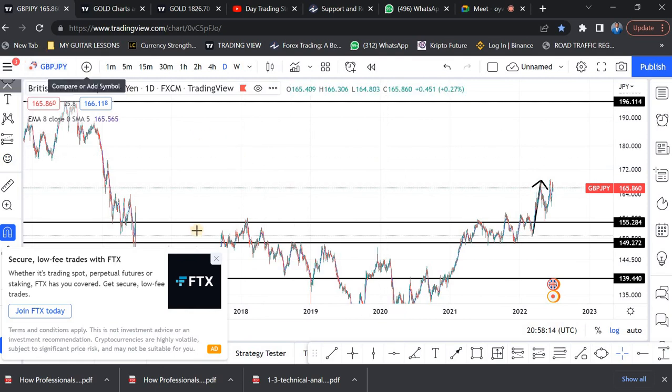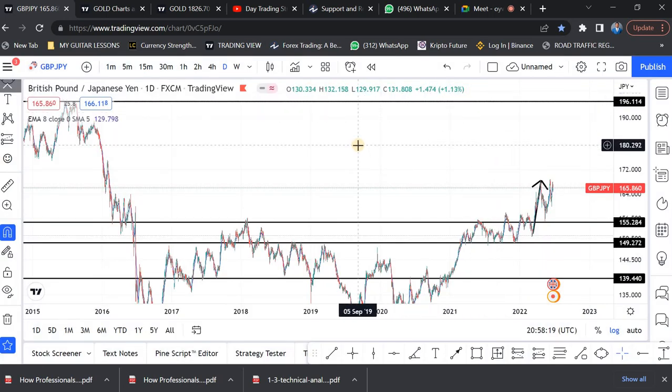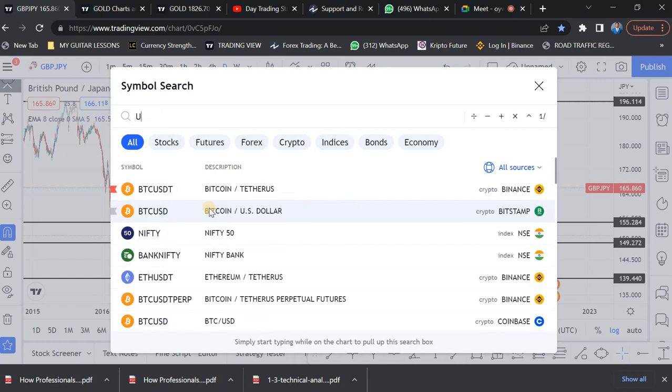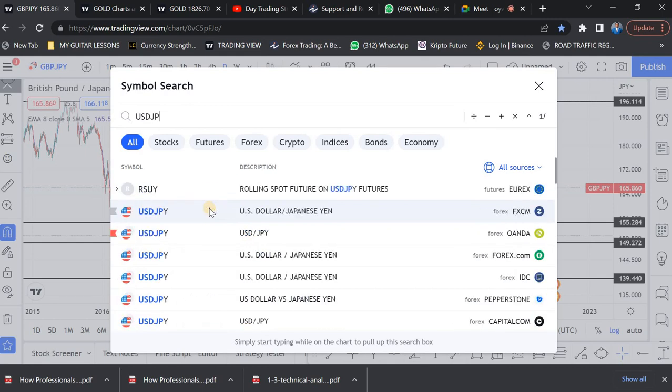Since we have treated this today, I'll try as much as possible to do a video about TradingView, how to navigate, go through TradingView. If you want to change the currency pairs, you change it from here. So this is GBPJPY. I can search for USDJPY. That is US dollar and the Japanese yen. You can search every currency here, cryptos, bonds, indices, and a whole lot. Stocks, they are all found on TradingView.